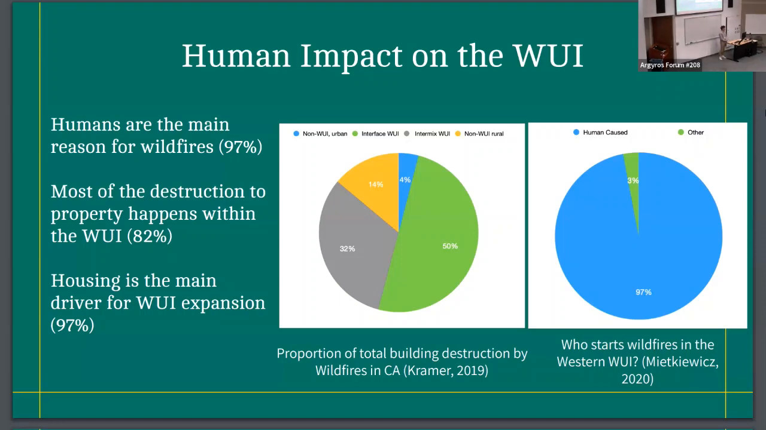Also, housing is the main driver for this expansion. Every 10 years, they update what the boundaries of the WUI are, and currently, most of that change is happening because people are moving to more vegetated areas. It is not necessarily happening because new vegetation is being planted. So population, as we were looking at, is very significant to figure out how people are being affected and how we're affecting the wildland, because that's the driver for that expansion.